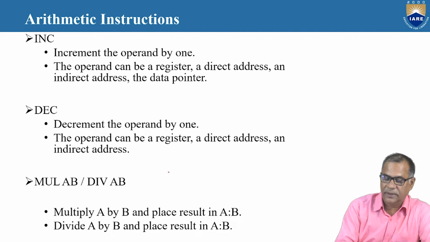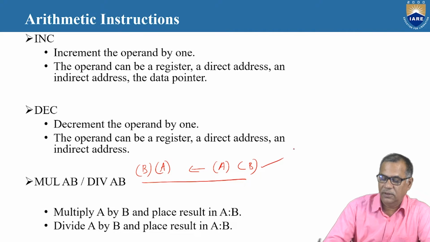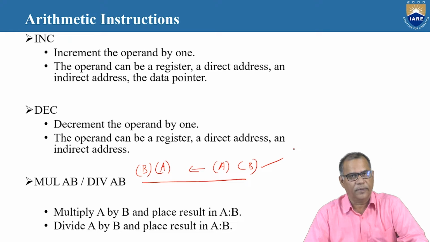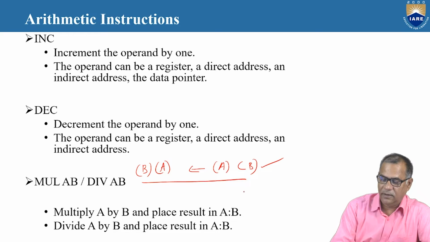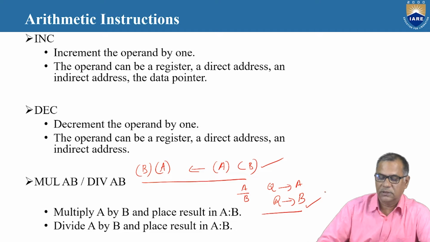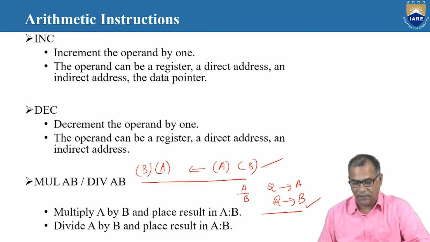So when you do this multiplication, the contents of A are multiplied with the contents of B, and the higher byte of the result is stored in B, and the lower byte is stored in A. So this is how the multiplication operation is done. And as far as the division operation is concerned, divide A by B, and the quotient is stored in A, and the remainder is stored in B. So this is how the division operation is done.